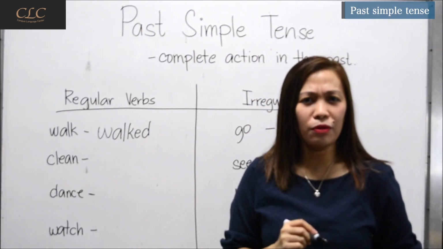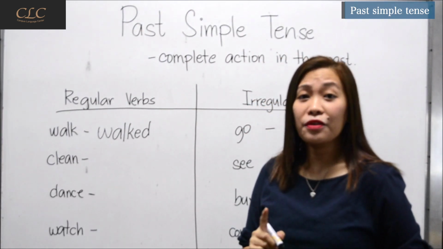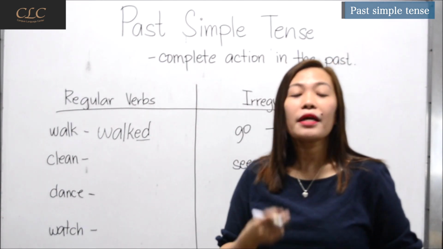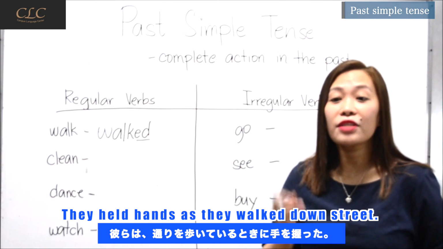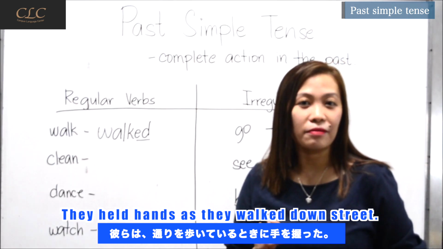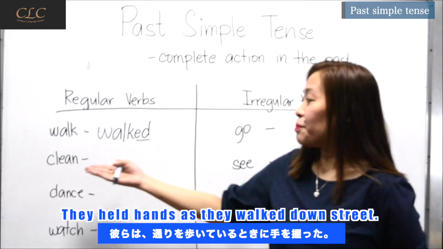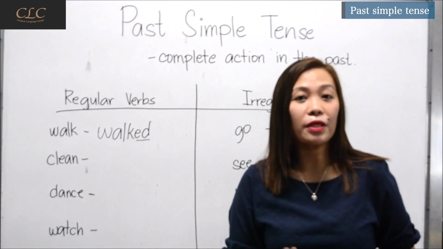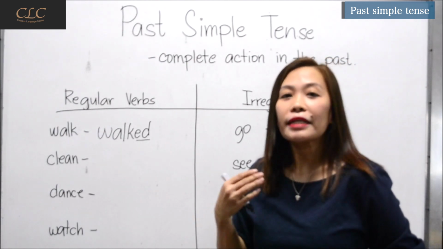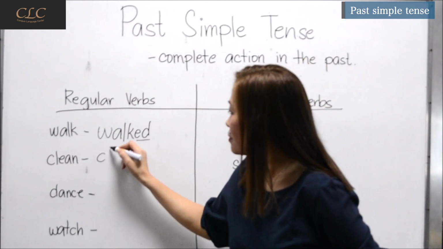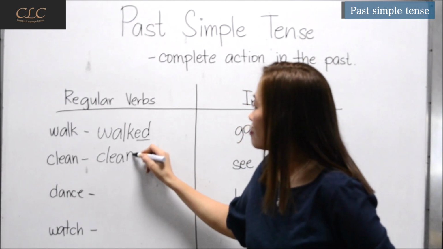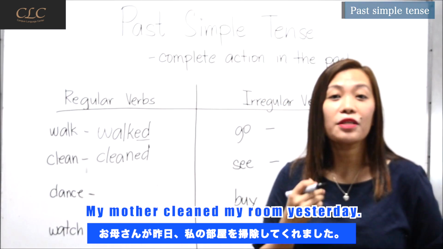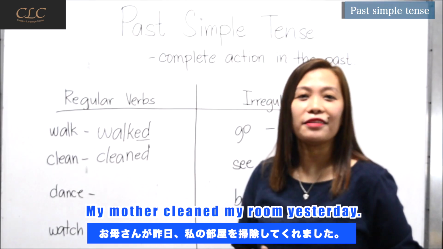What did we do? We just add the letters ed at the end. For example, they held hands as they walked down the street. Next, the base form of the verb is clean. In the past, it becomes cleaned. My mother cleaned my room yesterday.